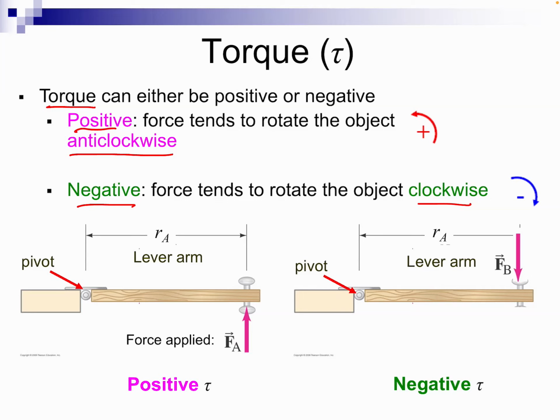So here, if I push in this way, the force will cause this thing to rotate anti-clockwise. So will this be a positive or negative torque? Positive. Yeah, anti-clockwise, positive torque. Whereas if I push on the other end, the tendency of this force will be to rotate it in the clockwise direction, so that will be a negative torque. Yeah. Okay.